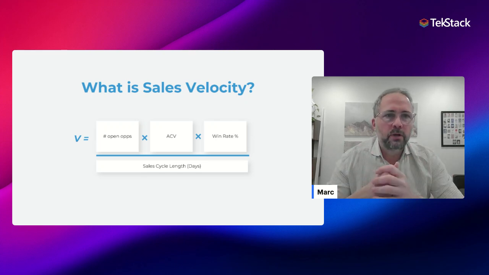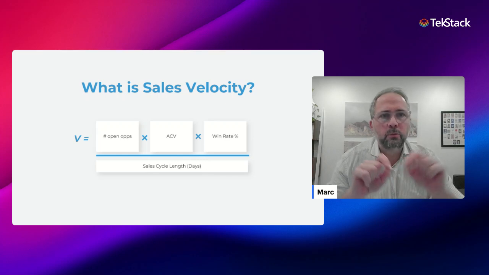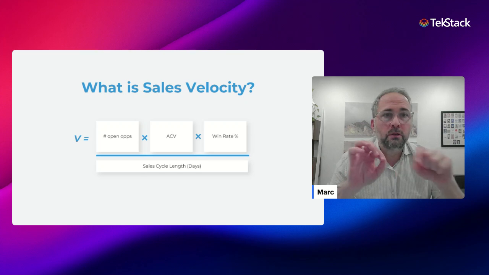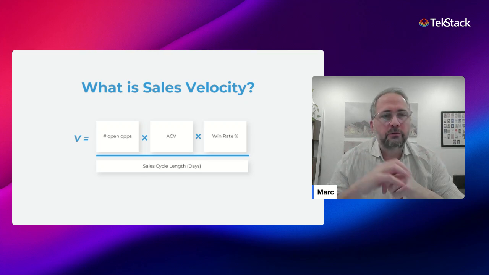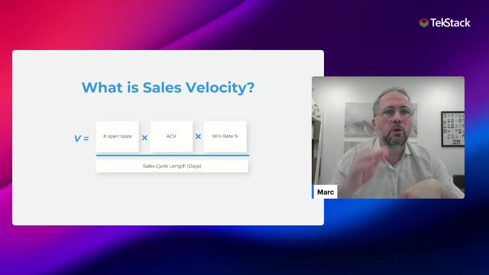And then win rate. Win rate is basically the number of opportunities that you win, all divided by the number of opportunities that you win and lose in that same period. Okay. So it's not the number of opportunities you win over the number of open opportunities. It's the number of opportunities you win over won and lost deals.